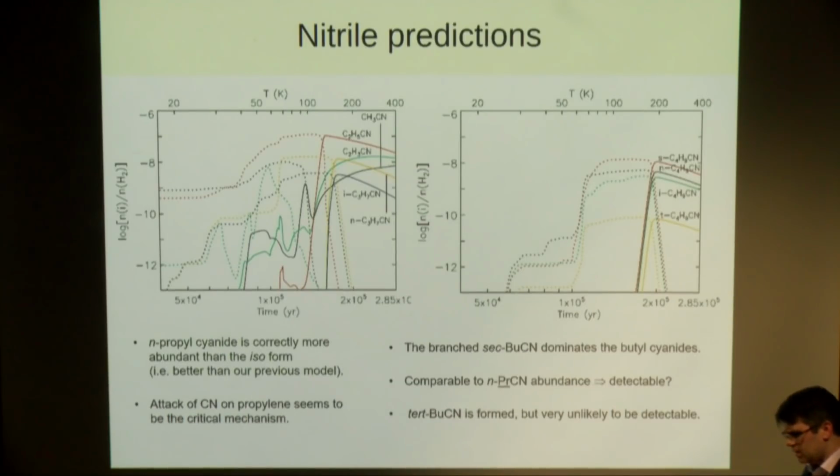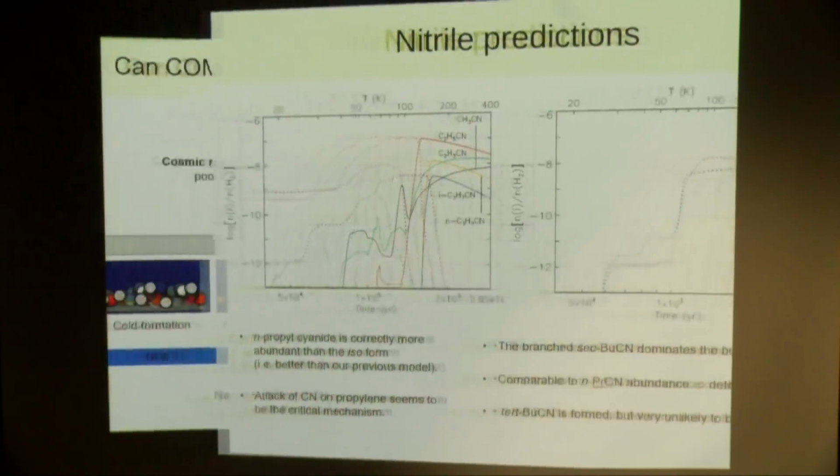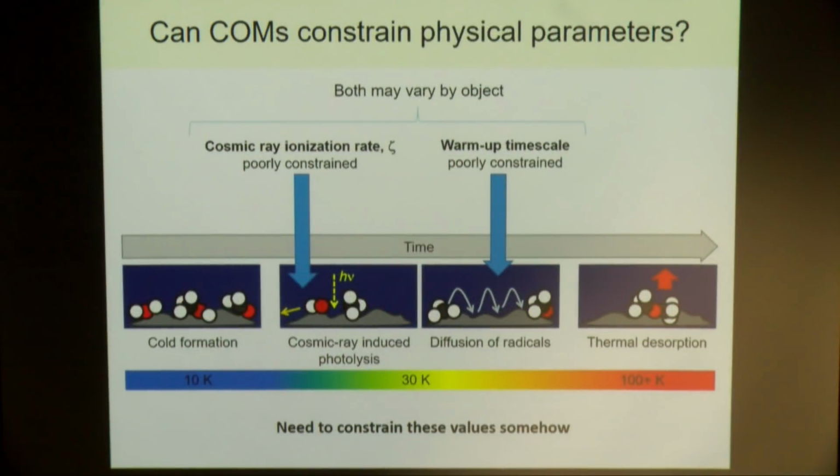Okay, so that was a particular example about molecules, and I just wanted to round out what I'm going to say. I want to mention a project a student of mine is doing, where I think we're really starting to harness this kind of chemistry to say something useful about physical conditions in star-forming regions. So this picture I showed you simplistically has a couple of major parameters that we haven't really constrained very well.